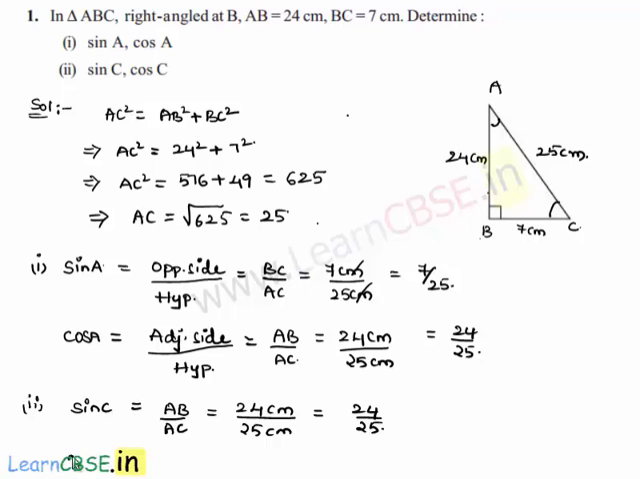Now we are also asked to find the value of cos C. We know that cos of an angle is adjacent side by hypotenuse. Here the adjacent side of angle C is BC by the hypotenuse is AC, which is equal to BC is 7 centimeters by AC, that is hypotenuse, 25 centimeters, which will be equal to 7 by 25 is the cos C.